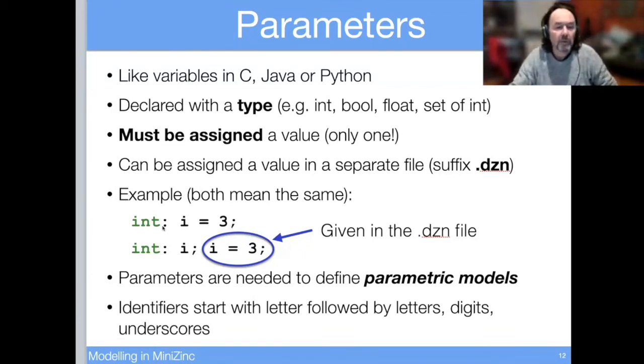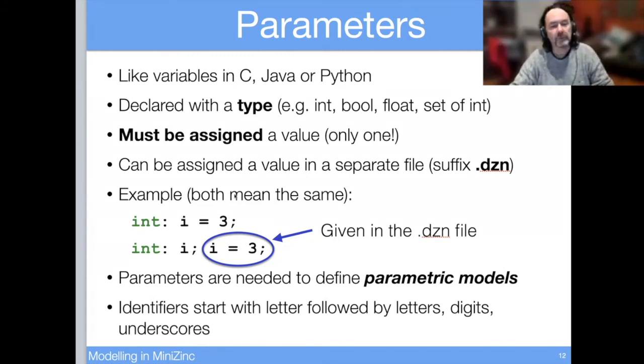Right, so we can write int I equals 3. So this declares the parameter I and sets it to 3. We can just say int I, which means I is a parameter. And then this I equals 3, this is an assignment. And this assignment essentially could be given in a data file. So a DZN file is where the data goes. So if for this particular data we want to set the parameter I to 3, then we put that in the DZN file. And we're going to see parametric models. Okay, so the names of parameters have to be things that start with a letter, followed by letters, digits, and underscores.